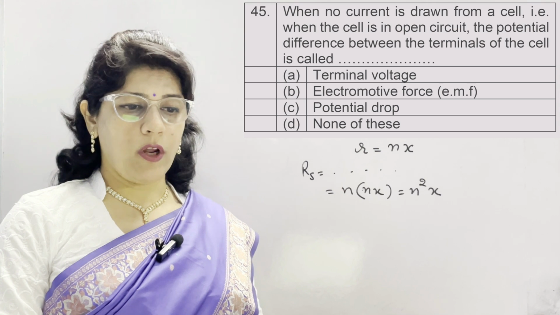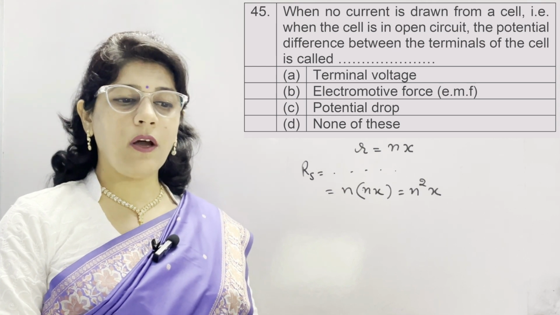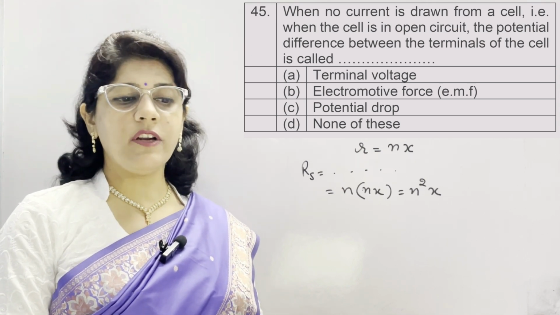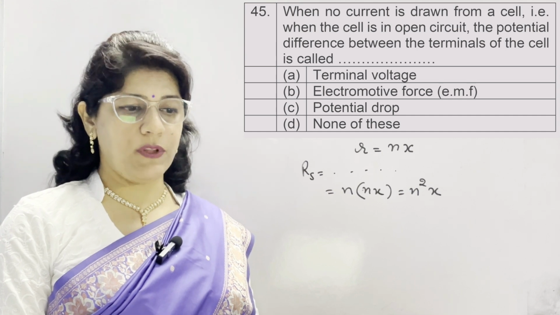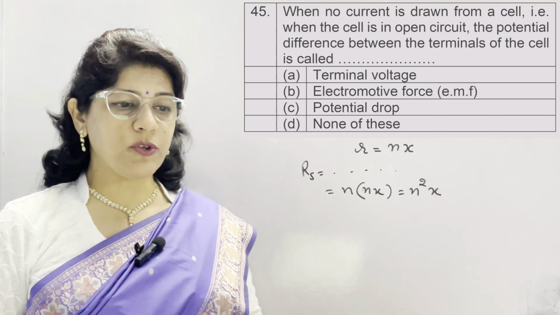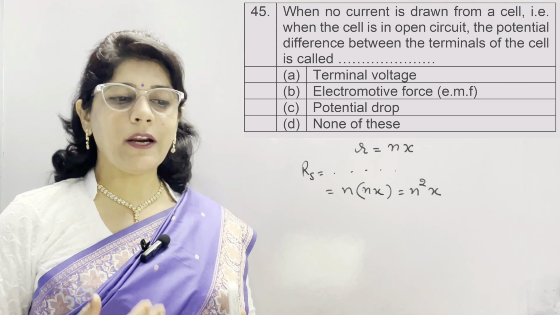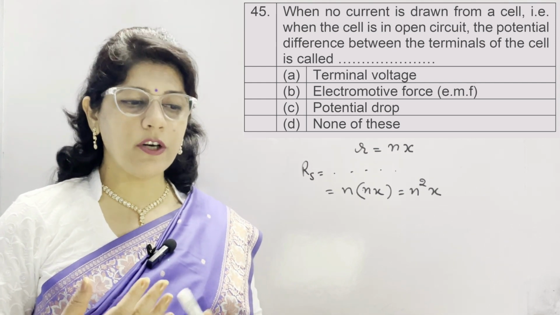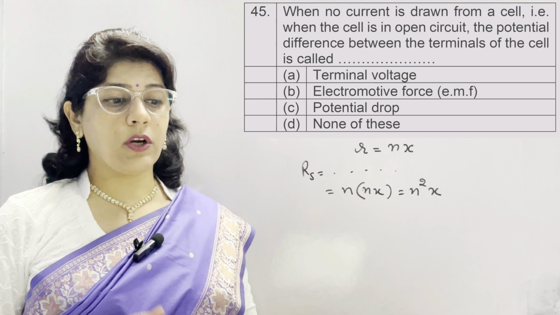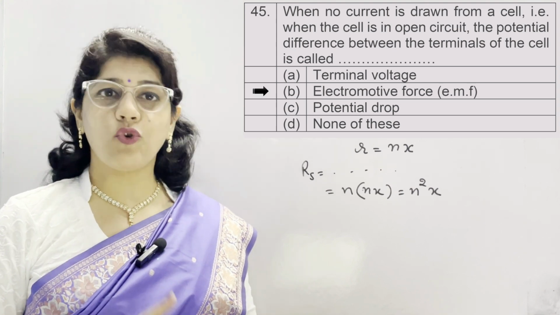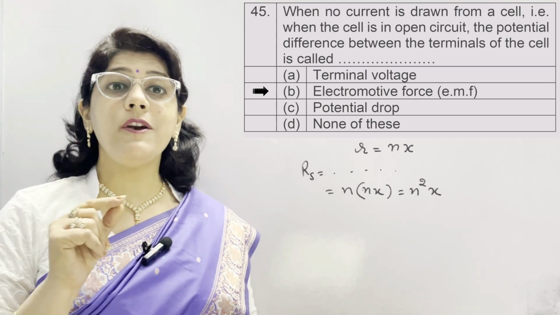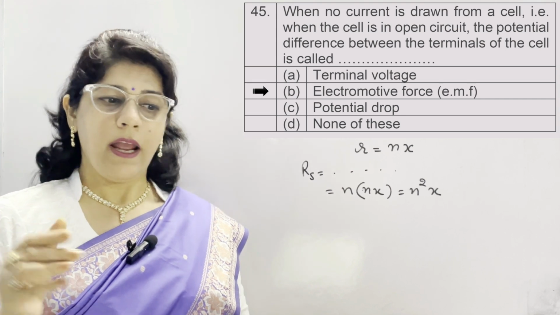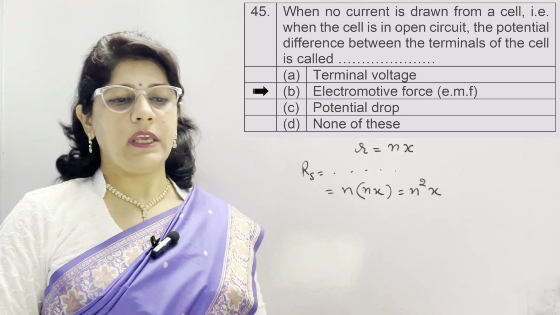When no current is drawn from a cell, that is when the cell is in the open circuit, the potential difference between the terminals of the cell is called A option terminal voltage, B electromotive force, C potential drop and D none of these. The correct option is B electromotive force, EMF, when no current is drawn from the cell, and this is the definition of EMF also.